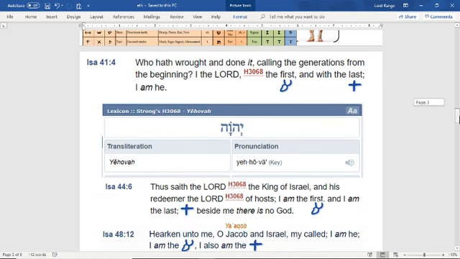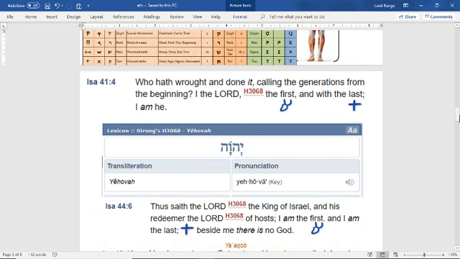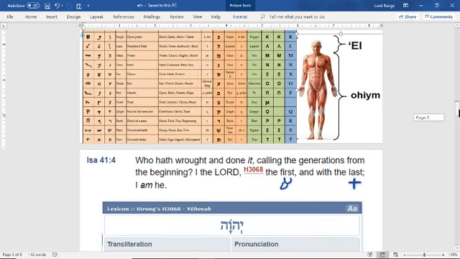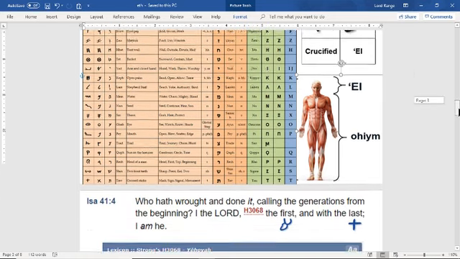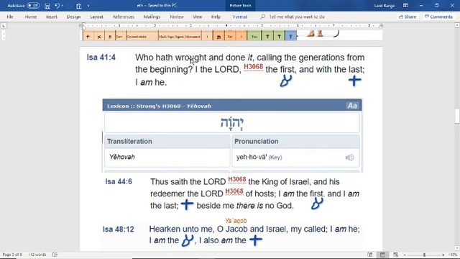Next we're going to Isaiah chapter 41, verse 4, because we're still trying to use other Bible scriptures to confirm that the first and the last is El, and that El is going to be crucified. And again, what does this first and last letter in Hebrew, this word, mean? Because they said it's not translatable. So next, we're going to Isaiah chapter 41, verse 4.